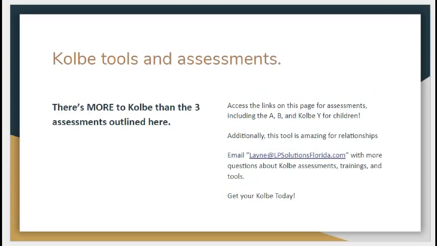So the Kolbe tools and assessments, there's more than the 3 assessments outlined here, and obviously there's already a 4th one on this page. So accessible on this page are the links for the A, B, and Y, which is for children. There's also the Kolbe R, which is for relationships, where you can compare yours and your significant other's to see where you guys might have conflicts and how you can better communicate with one another.